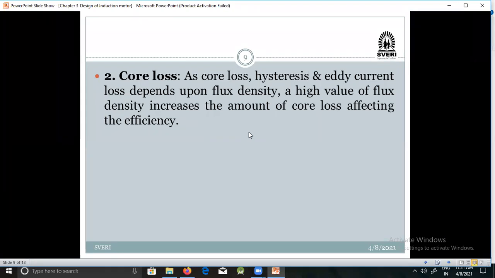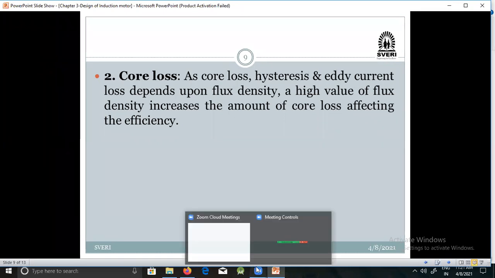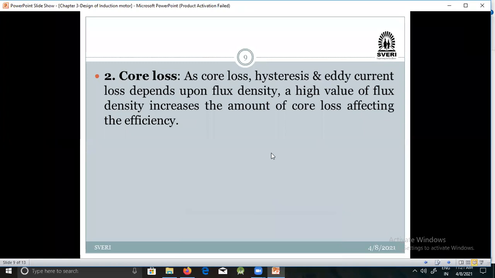So how is it possible? It is possible by using the low value of the flux density. By considering the low value of the flux density. Everybody got it? This is our second point of consideration, that is nothing but the core losses. So by considering the reference of core losses, how to choose the value of the flux density.